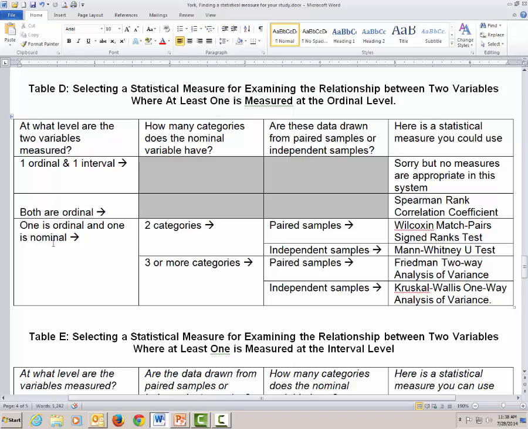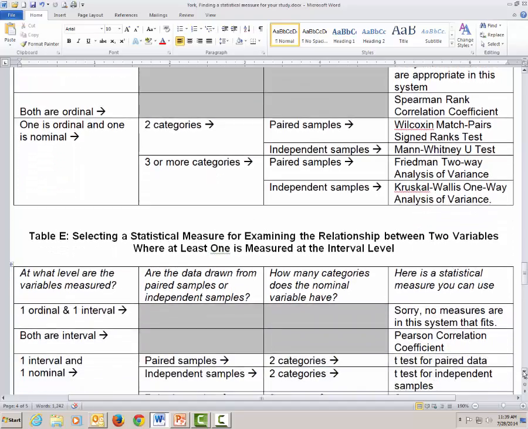If one is ordinal and one is nominal, and you have two categories with paired samples, then this test would be appropriate: the Wilcoxon matched pairs signed ranks test. With two categories and independent samples, the Mann-Whitney U test. Moving down to the next category, if we have 3 or more categories in the nominal variable and paired samples, you have Friedman two-way analysis of variance. Independent samples would lead you, however, to this particular test right there.